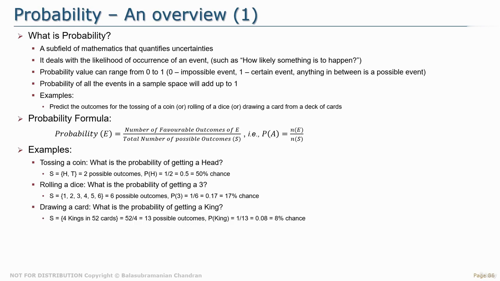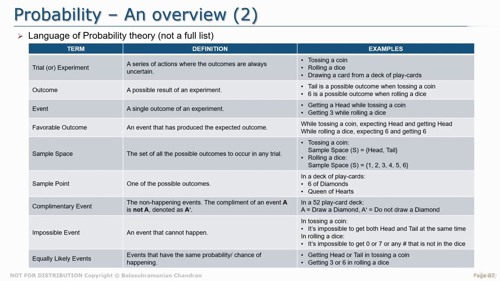Drawing a card. What is the probability of getting a king? S is equal to 52 cards, with 4 kings, that is 4 by 52, or 13 possible outcomes. Therefore, P of king is equal to 0.08, which is 8% chance. I would like to explain the language of probability theory with the terminology used along with the definitions and examples.